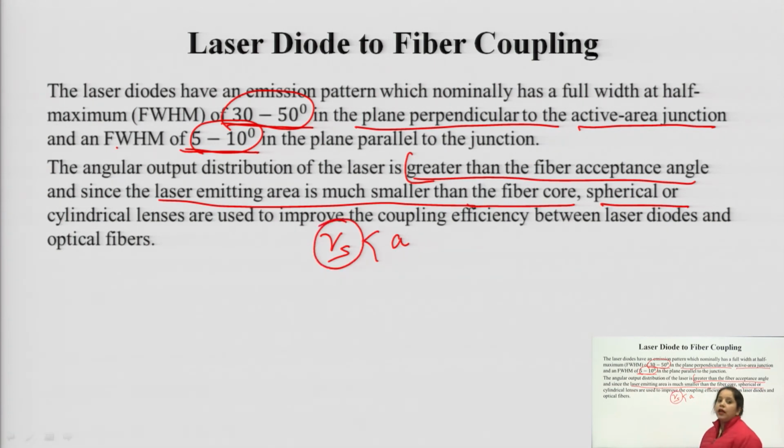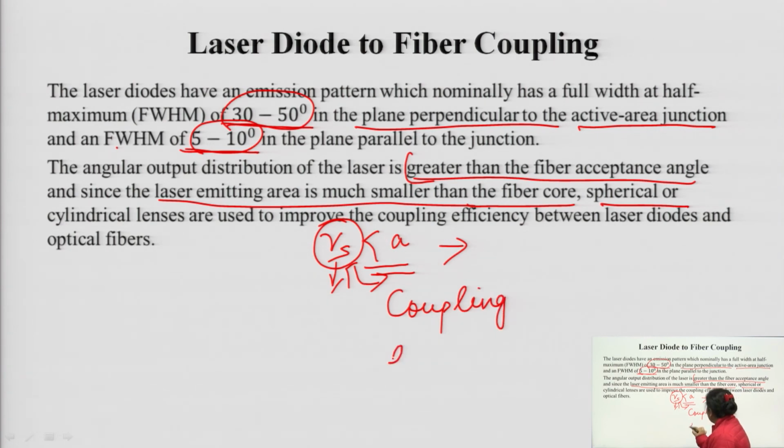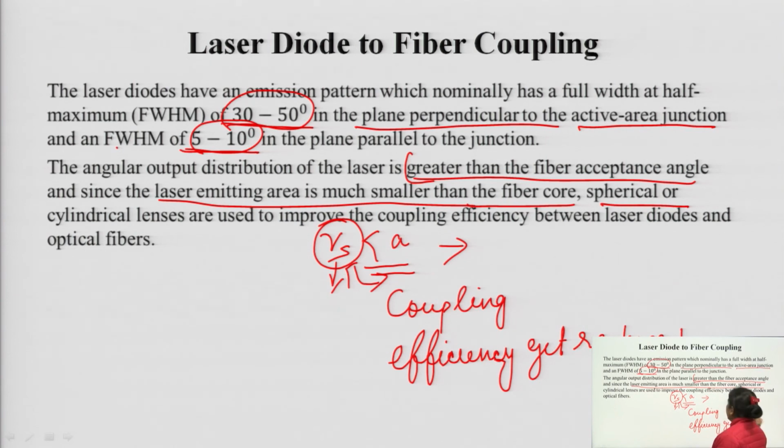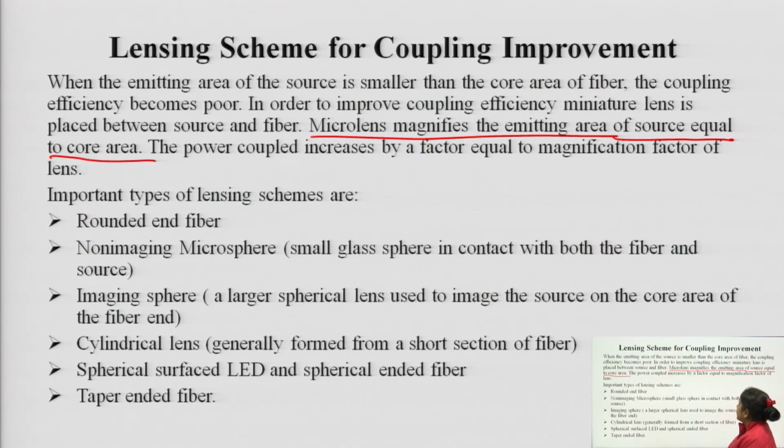In the case of a laser, the radius of the emitting source is always less than the radius of the core. So, because RS is always less than A, the coupling efficiency gets reduced. If we want to improve the coupling efficiency, we use the lensing scheme for coupling improvement.